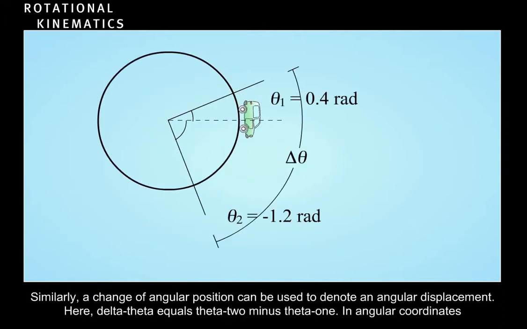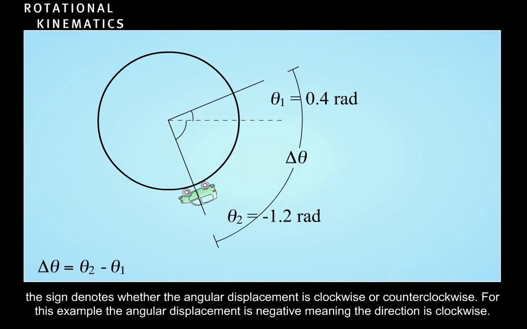Similarly, a change of angular position can be used to denote an angular displacement. Here, delta theta equals theta 2 minus theta 1. In angular coordinates, the sign denotes whether the angular displacement is clockwise or counterclockwise. For this example, the angular displacement is negative, meaning the direction is clockwise.